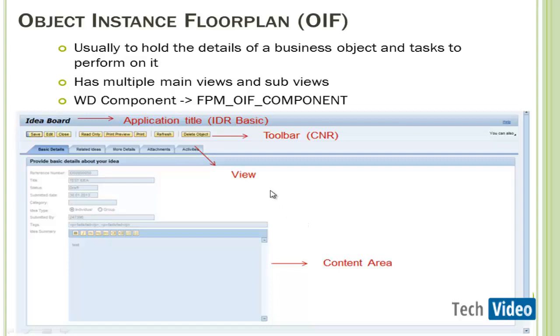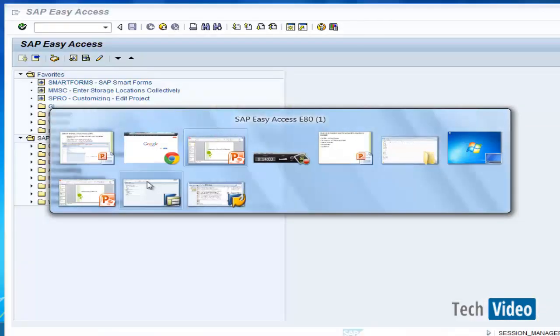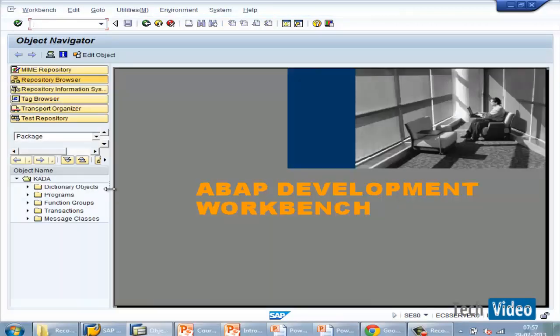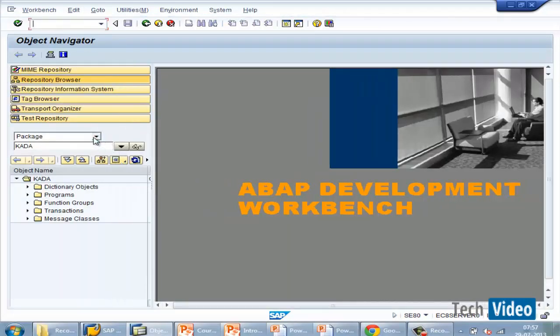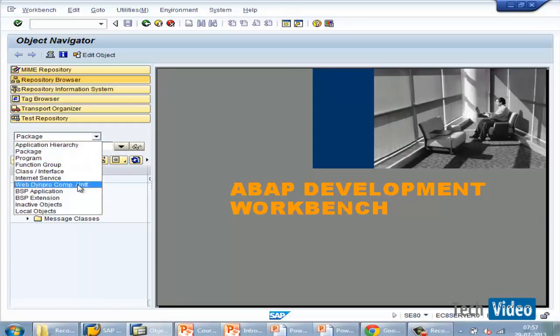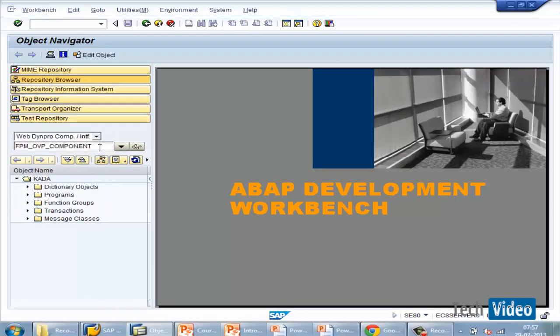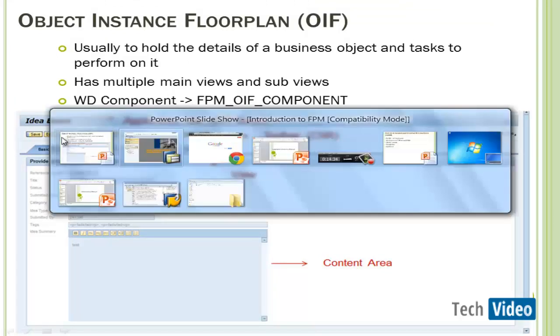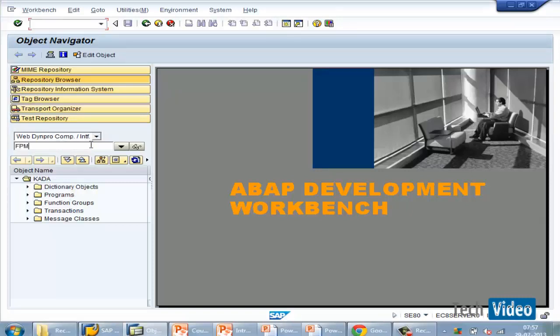Let me just show that in the system. I go to the transaction called SC80, which is for Object Navigator. Each floor plan has its Web Dynpro component attached. For example, for OIF, the Web Dynpro component that is attached is FPM_OIF_COMPONENT. So let me open that.